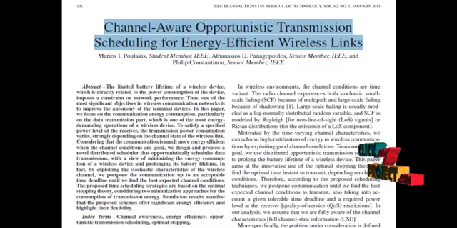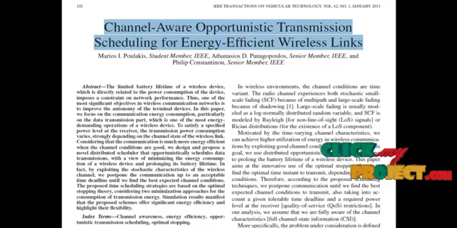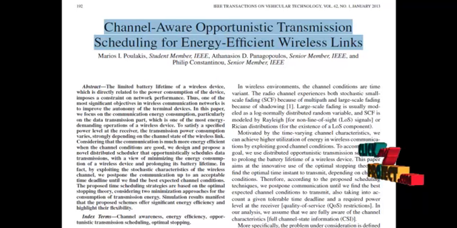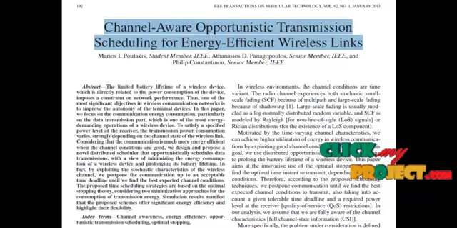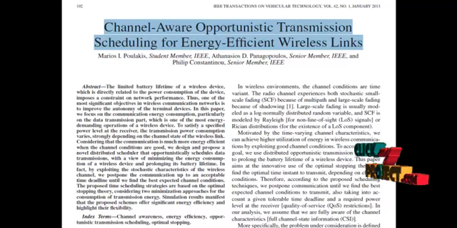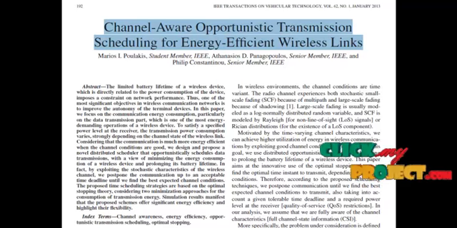Our project is Opportunistic transmission scheduling for energy efficient wireless links. The lifetime of a wireless device depends on its power consumption, which imposes a constraint on network performance. One of the most significant objectives in wireless communication networks is to improve the autonomy of the terminal devices. Communication is much more energy efficient when the channel conditions are good.